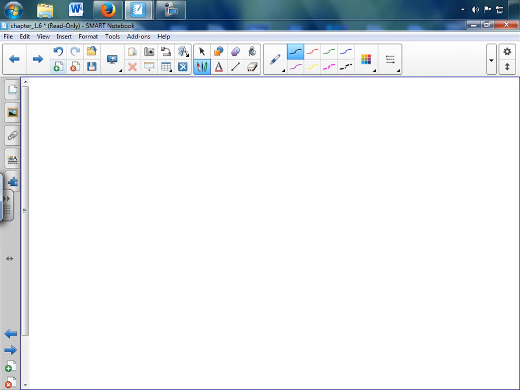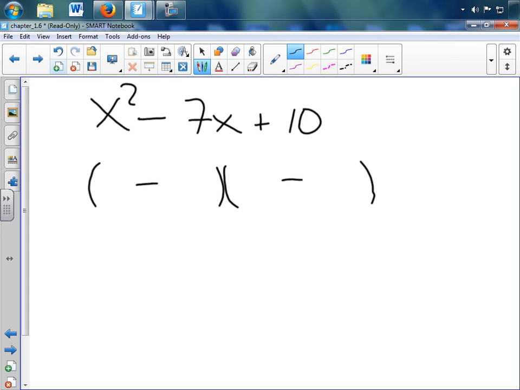One more I'll do. X squared minus 7x plus 10. So I know my signs are going to be minus minus. And for this assignment, there'll never be a number in front of the x. That's for the next one. So right now, this is x and x. Factors of 10 are 1 and 10, 2 and 5. Which factors add, because they're the same, to 7? 2 and 5. And it doesn't matter where you put them. Okay?